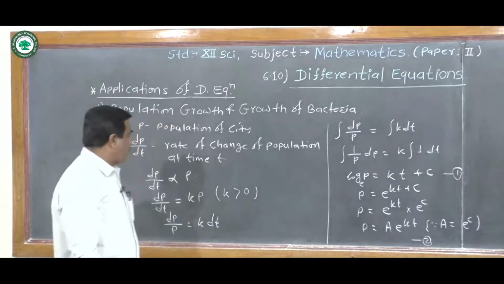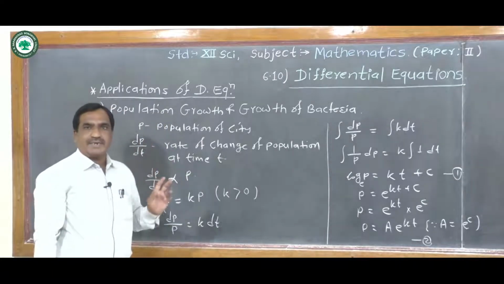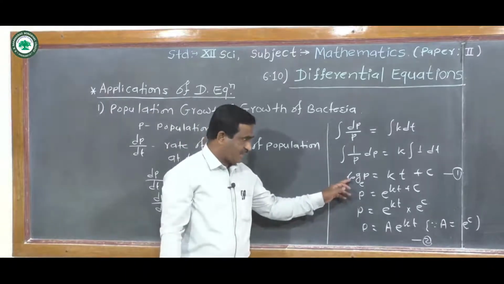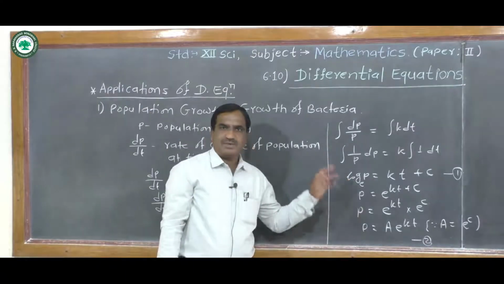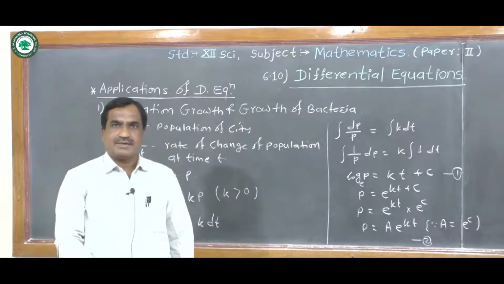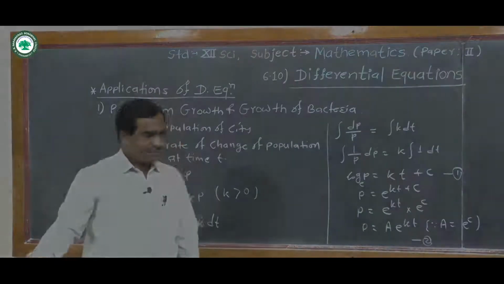Instead of population of a city, we can take the number of bacteria also, and we can form equation number first and equation number second. Using this growth law, we have to solve the examples. Now we see the first example.